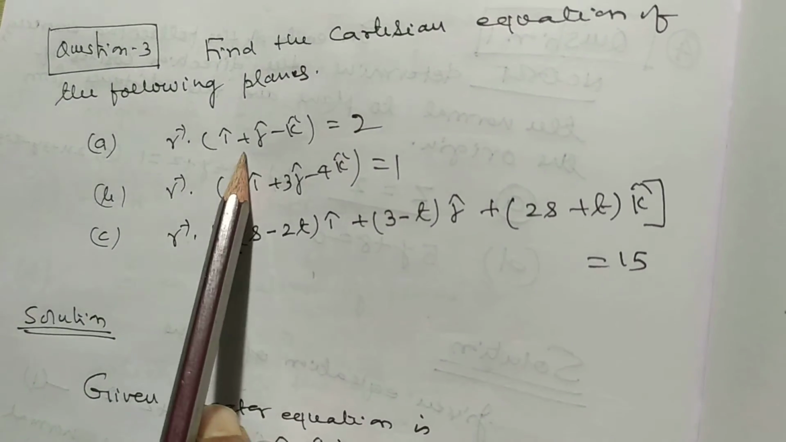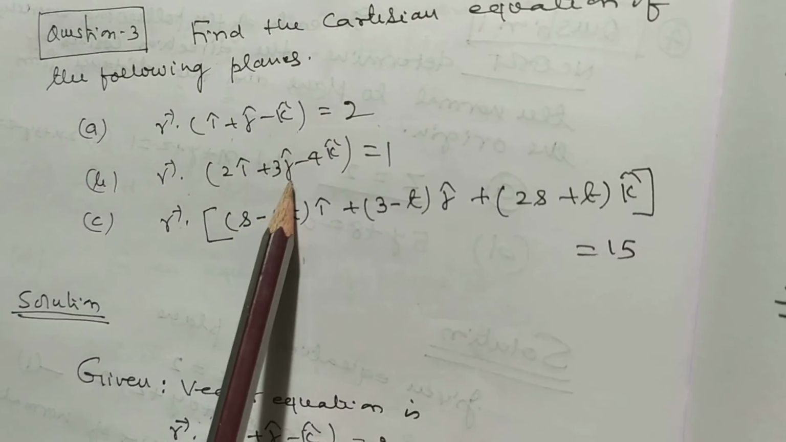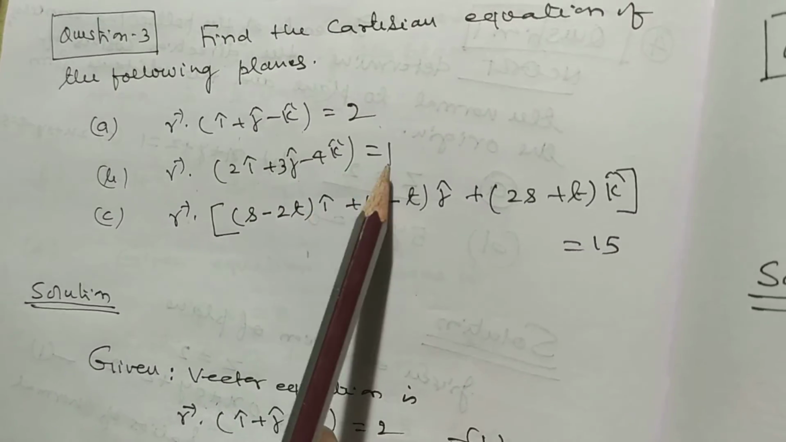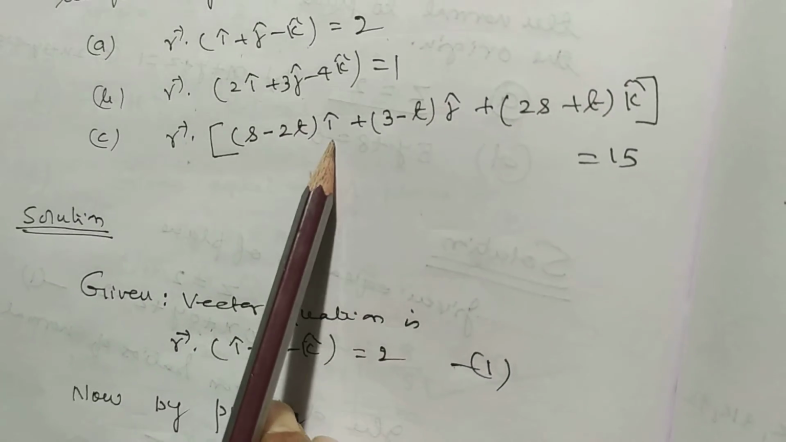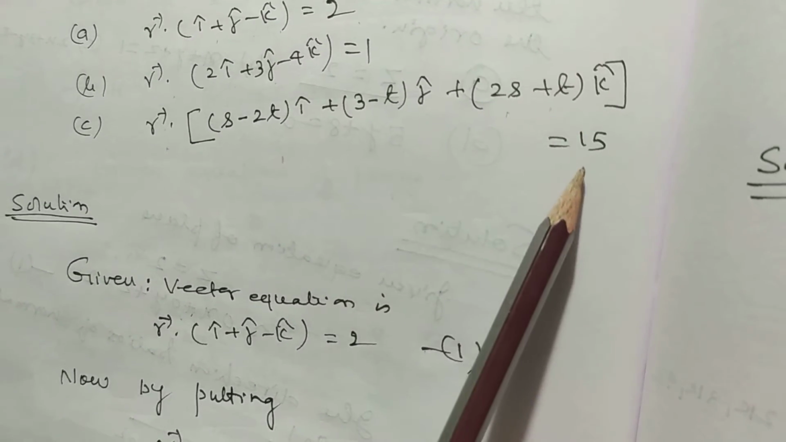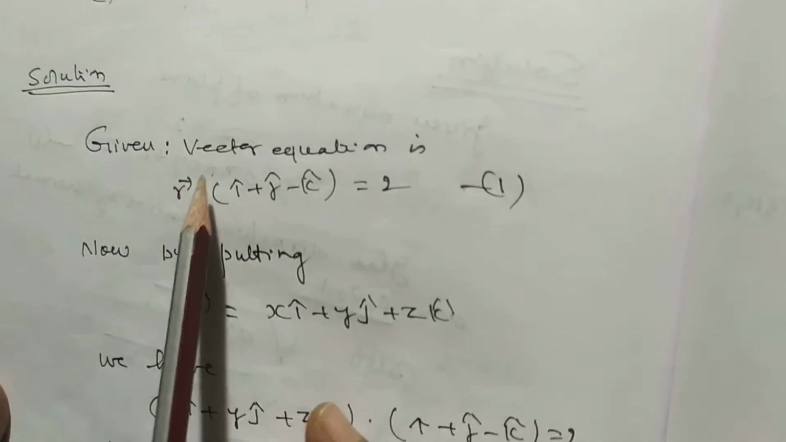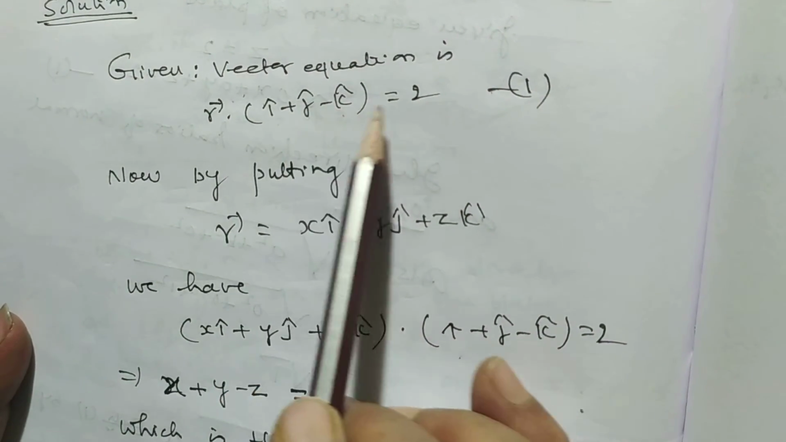Vector r dot (i cap + j cap - k cap) is equal to 2. Vector r dot (2i cap + 3j cap - 4k cap) is equal to 1. Vector r dot ((s - 2t) i cap + (3 - t) j cap + (2s + t) k cap) is equal to 15. Given vector equation is vector r dot (i cap + j cap - k cap) is equal to 2.